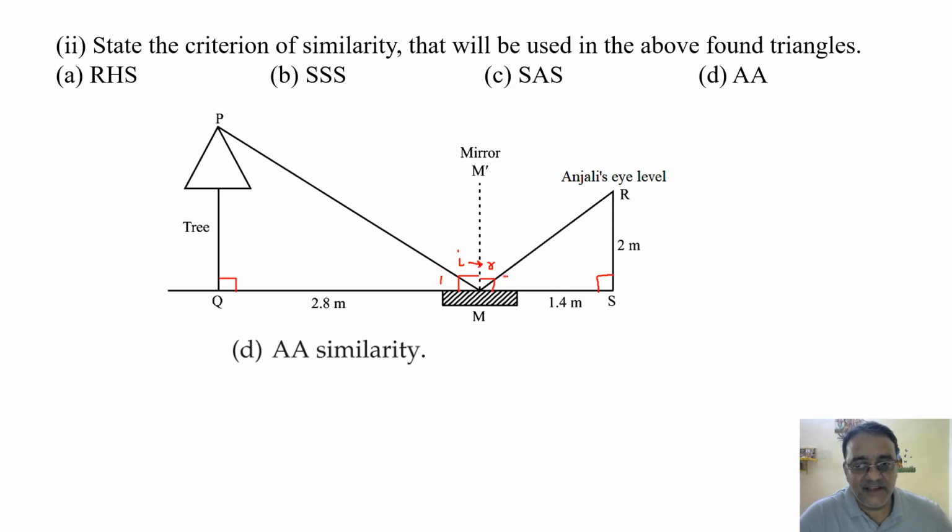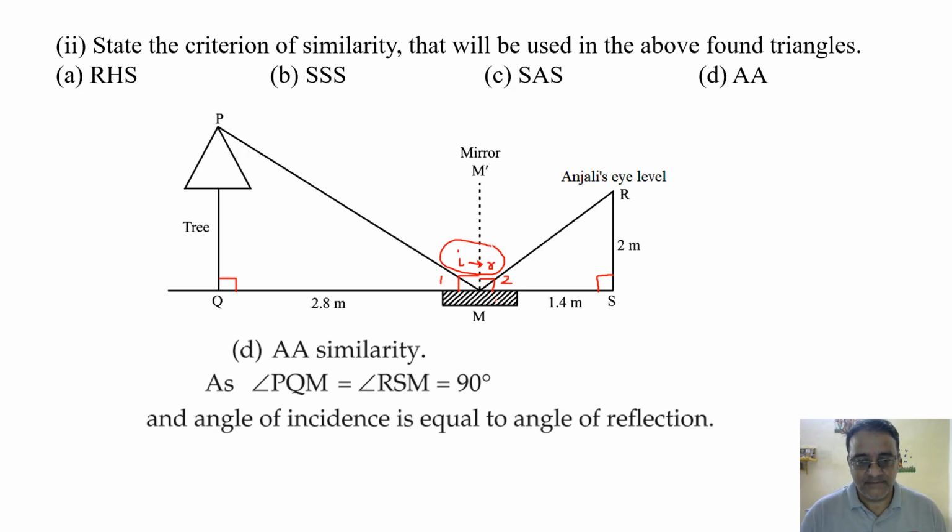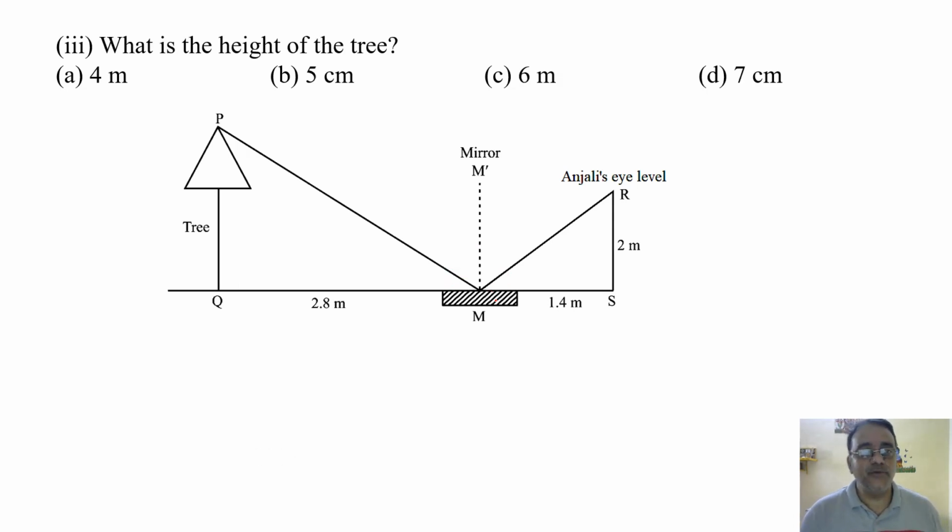Yes. So these two angles will also be equal. This is clear. Because the sum of these two angles is 90, the sum of these two angles is 90, and these two are equal to each other by the law of reflection. So angle 1 is also equal to angle 2. So by AA similarity, these two angles are equal. Clear? Yes, sir. Right.